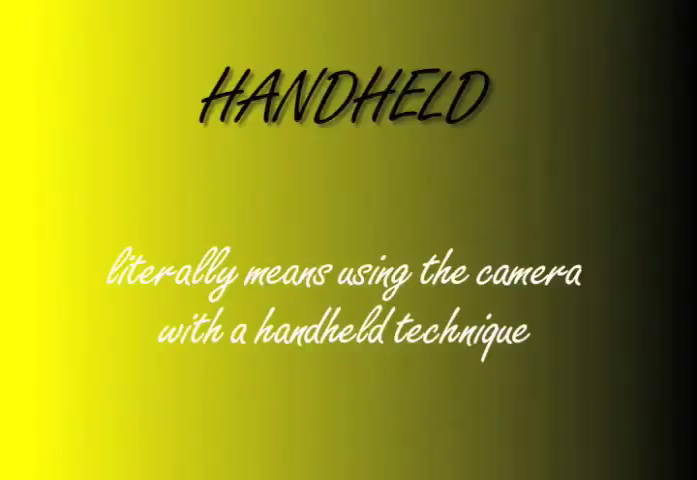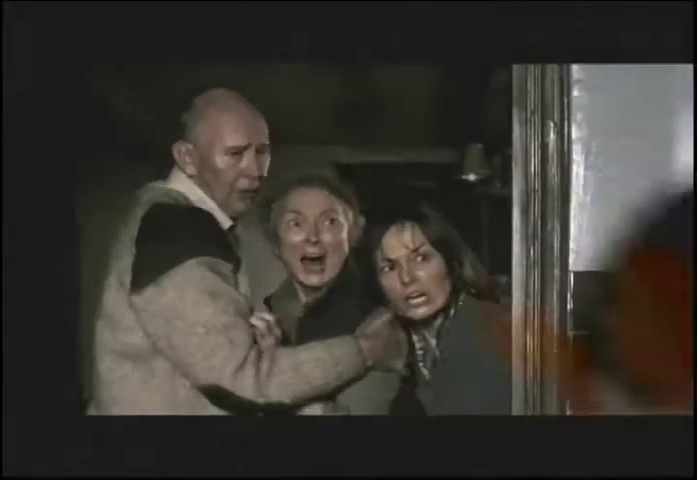And the fourth technique we're talking about is handheld, which literally means using your hands as opposed to a tripod. Here are some examples of handheld movement in a movie. This is 28 Weeks Later, excuse me, the sequel. Notice the shaky cam creates that urgency, the sense of immediacy. You don't really know what's going on.